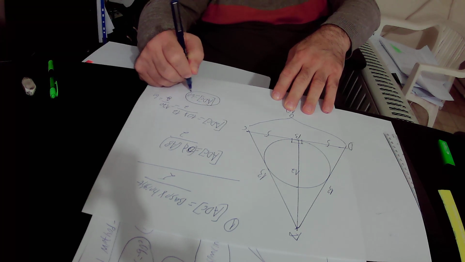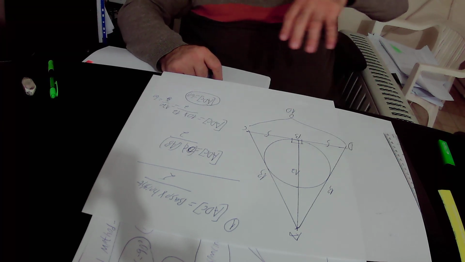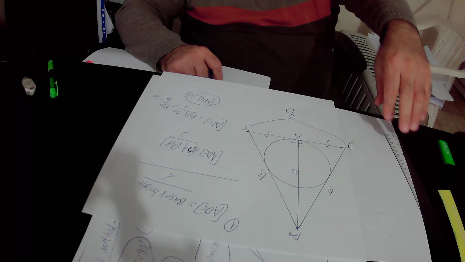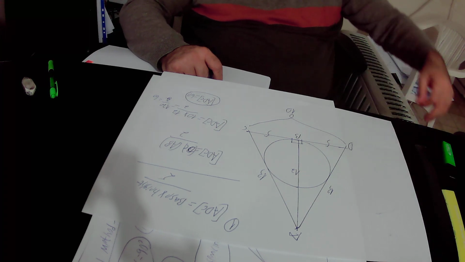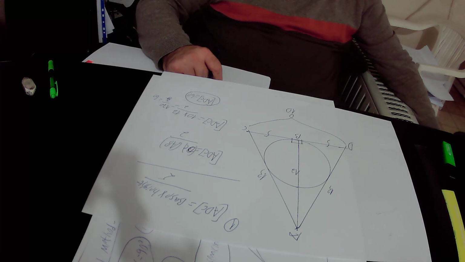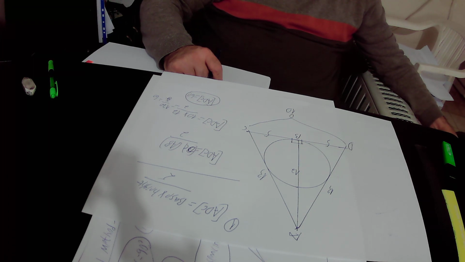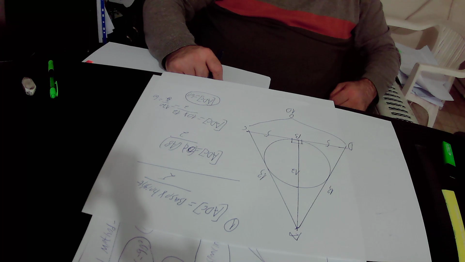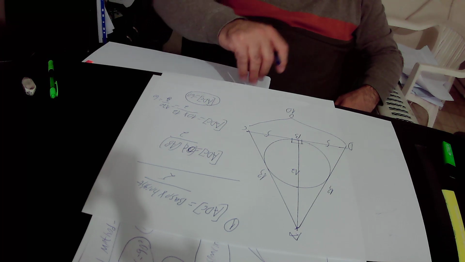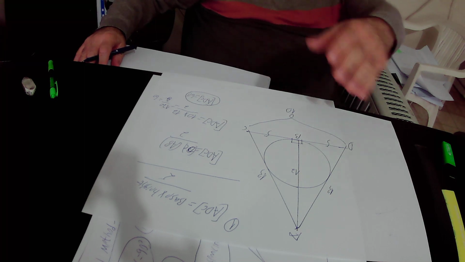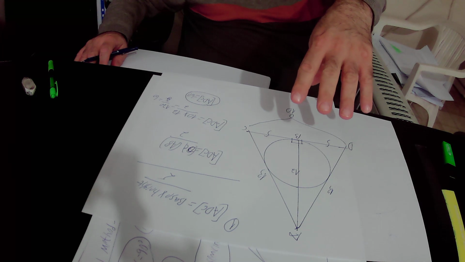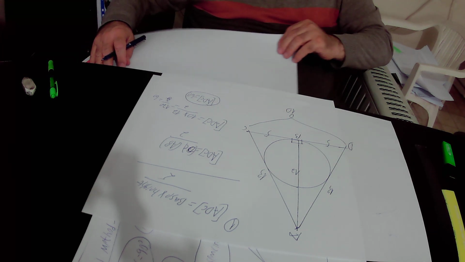Okay. So here we have this circle inscribed in triangle ADC, and therefore the radius of this circle, whenever you have a circle inscribed in a triangle, will be equal to the area of the triangle that encloses the circle over the semi-perimeter of the triangle. I will repeat again.